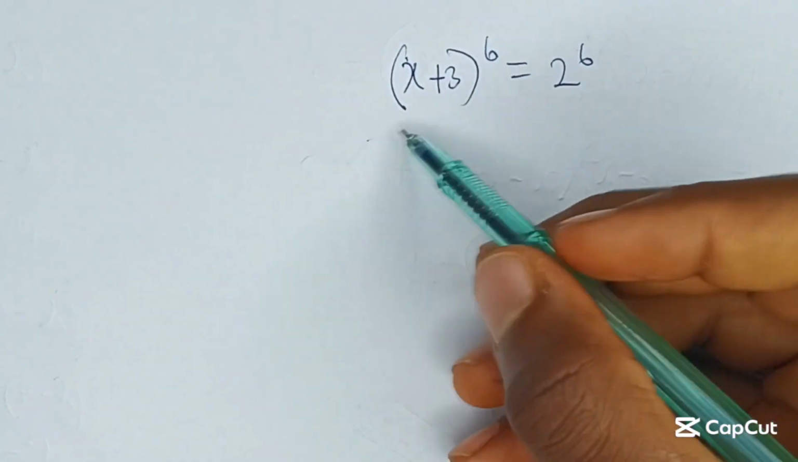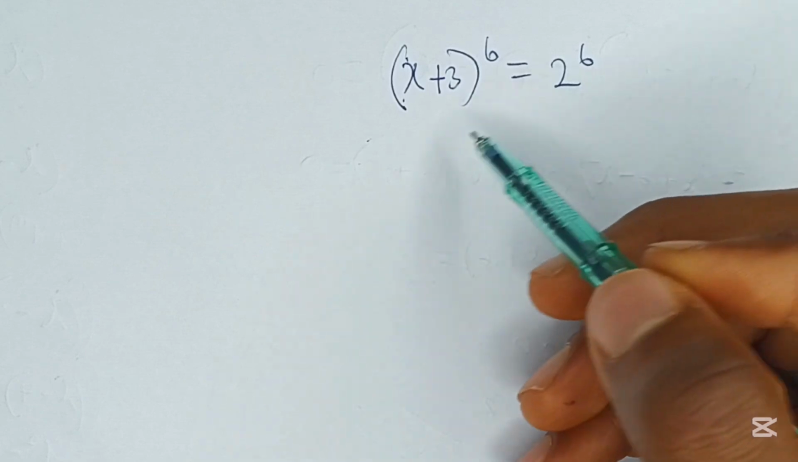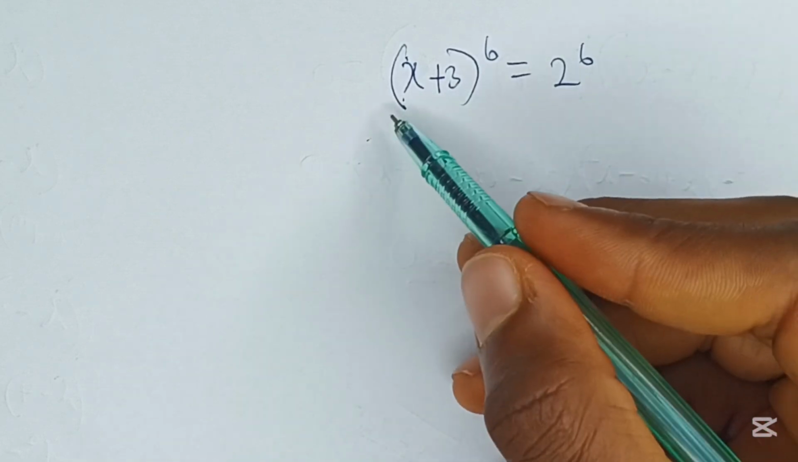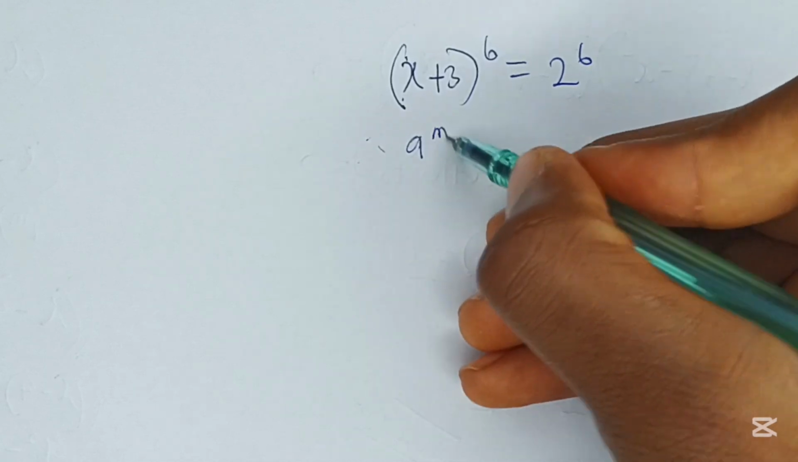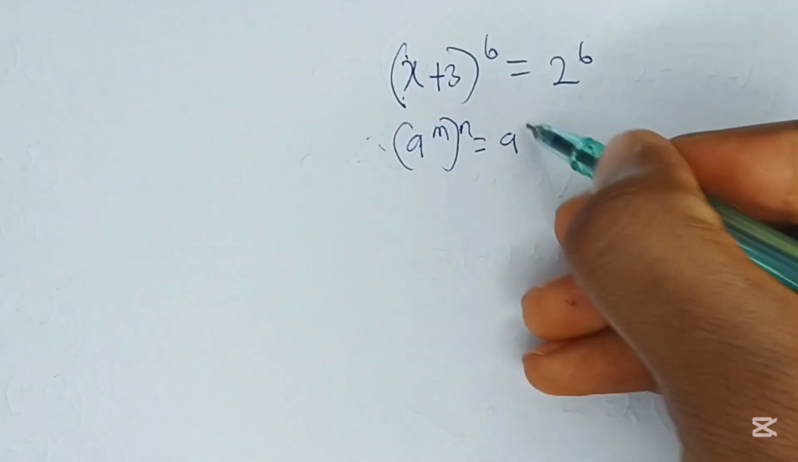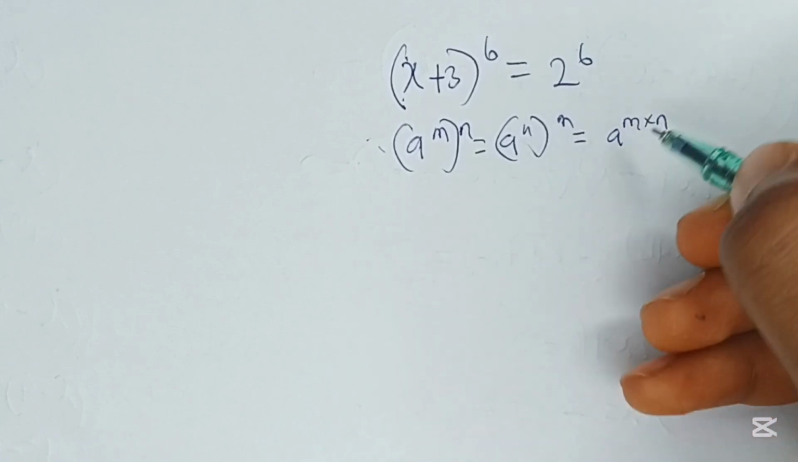Alright, let's solve for x in this equation. It says (x + 3)^6 is equal to 2^6. How do we solve this? Now the first thing to do here is to recall that (a^m)^n is equal to (a^n)^m, which is equal to a^(m×n).